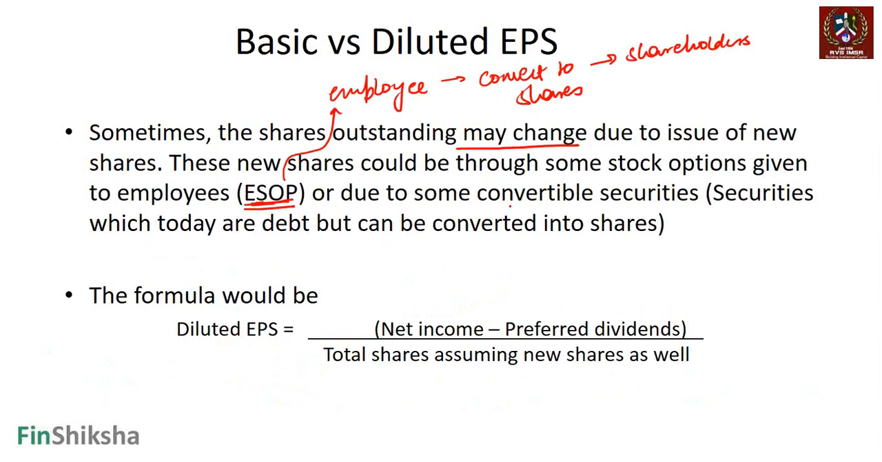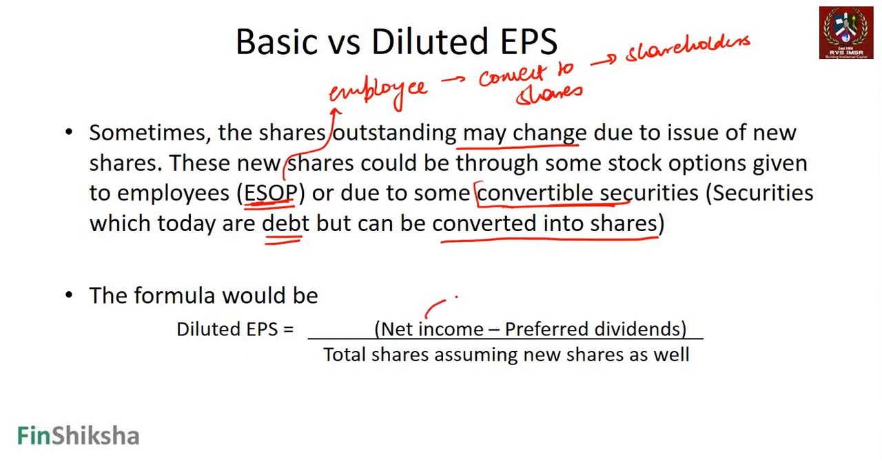And there could be some other kind of securities. These are convertible securities, for example. So what is a convertible security? It is today treated as debt, but tomorrow at some point of time it can be converted into a share or number of shares, right? Based on certain preconditions. So effectively, these are some convertible securities which are available in the markets, and essentially these convertible securities also would result in change in number of shares.